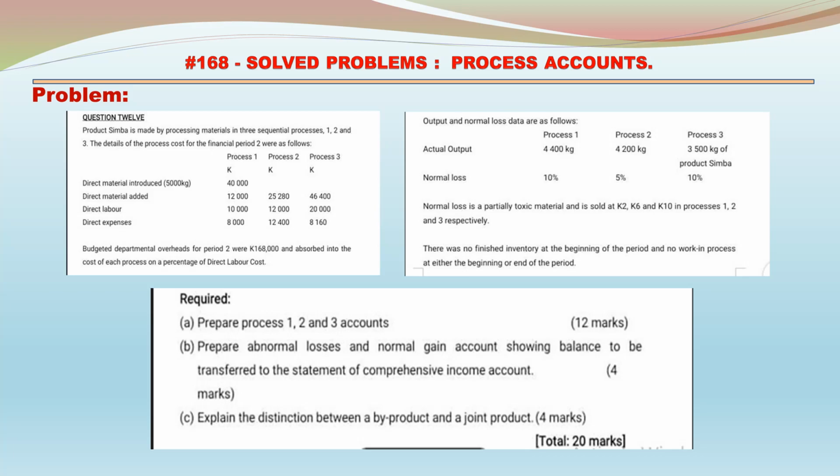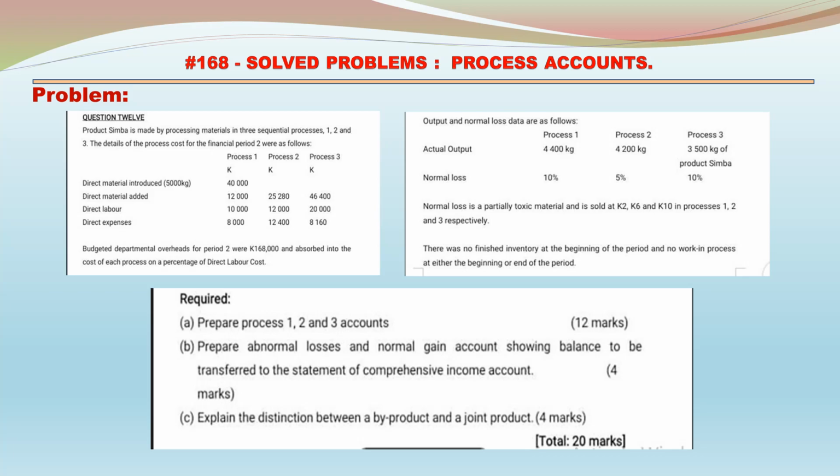Direct material introduced 5000 kg, Process 1 40,000. Direct material added, Process 1 12,000, Process 2 25,280, Process 3 46,400. Direct labor, Process 1 10,000, Process 2 12,000, Process 3 20,000. Direct expenses, Process 1 8,000, 12,400 for Process 2 and 8,160 for Process 3.